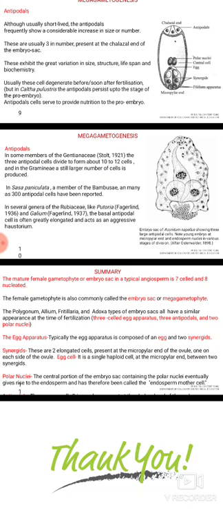Summary. The mature female gametophyte or the embryo sac in a typical angiosperm is 7-celled and 8-nucleate. The female gametophyte is commonly known as the embryo sac or megagametophyte. The Polygonum type, Allium type, Fritillaria and Adoxa types of embryo sacs have a similar appearance at the time of fertilization. That is, they have a 3-celled egg apparatus towards the micropylar region, 3 cells towards the chalazal region, and 2 polar nuclei.